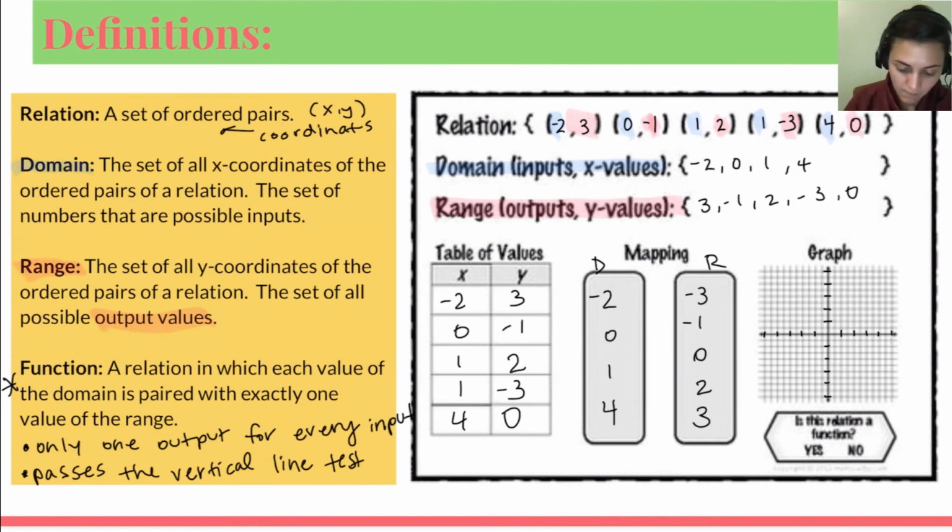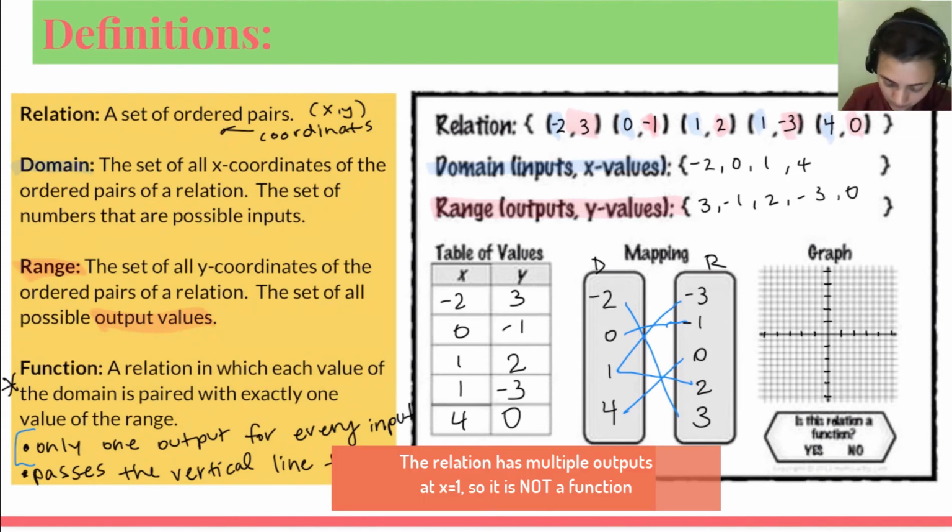So then when I map, I kind of connect the dots. So I know -2 goes to 3, 0 goes to -1, 1 goes to 2, and then 1 goes to -3, and then 4 goes to 0. So I'm going to be looking at this definition. Is there only one output for every input? No. So for this input 1, it goes to 2 outputs.